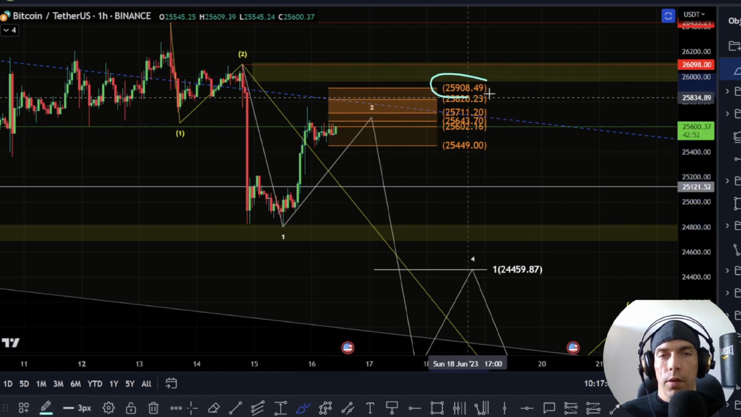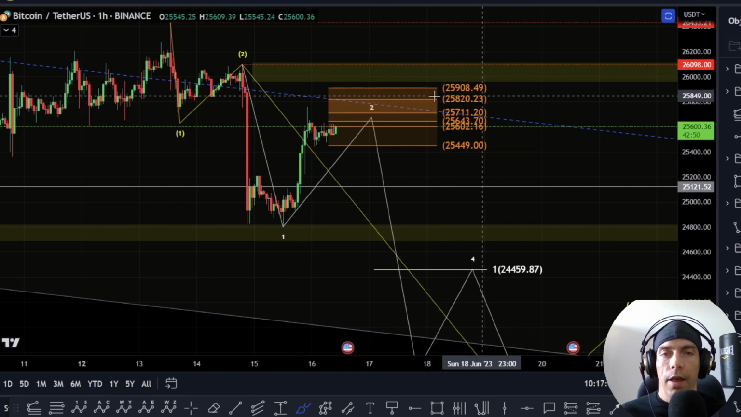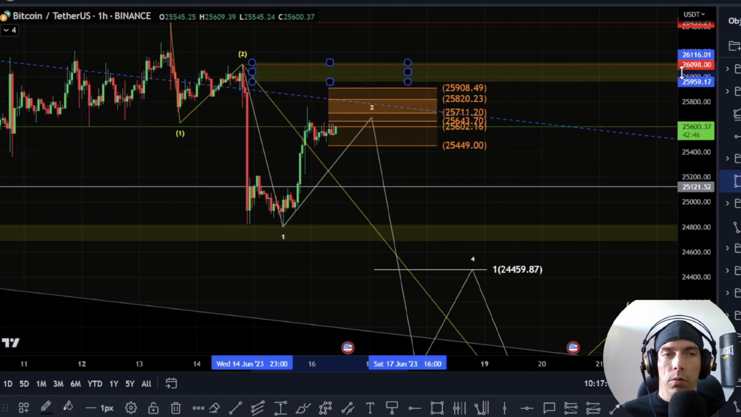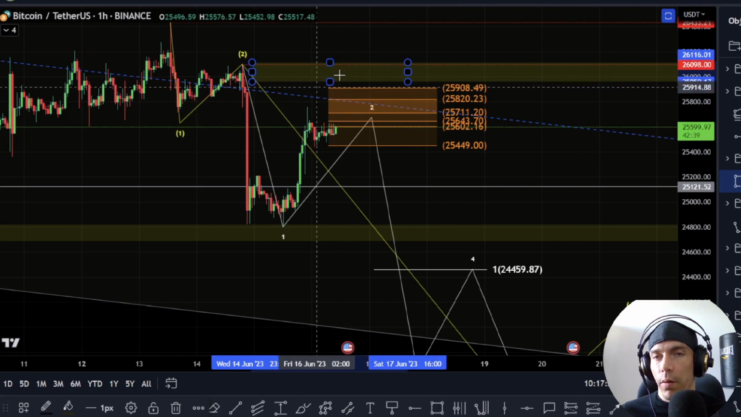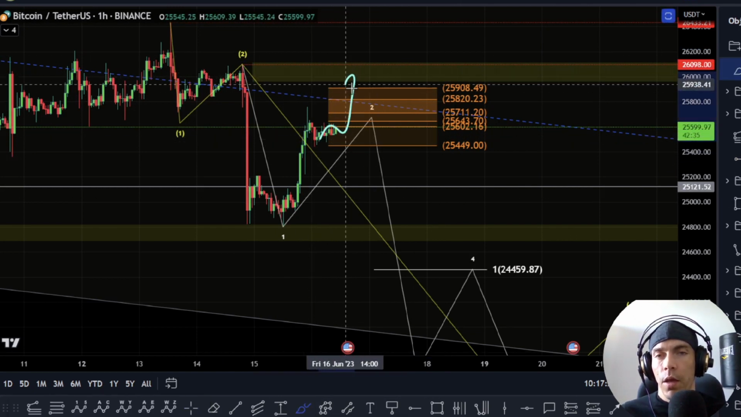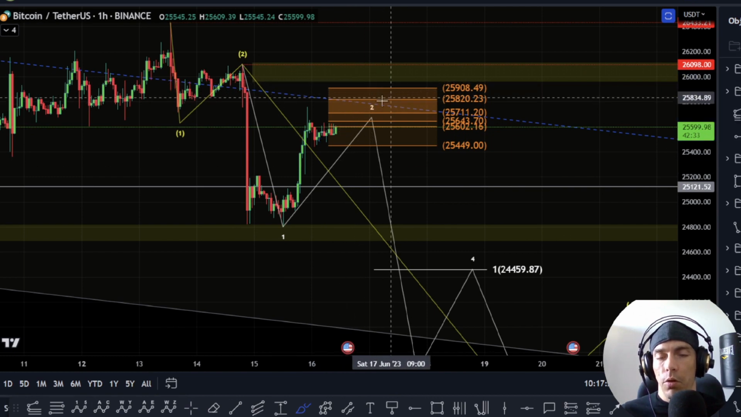Now, 25,908 is going to be quite a key level here. We do, however, have some naked points of control sitting up here towards this 26,116 to this 25,959. So if we do see price move up here, I would be keeping an eye on this, particularly if we are looking at that five-wave move. That could be a possible target where we need to move in.